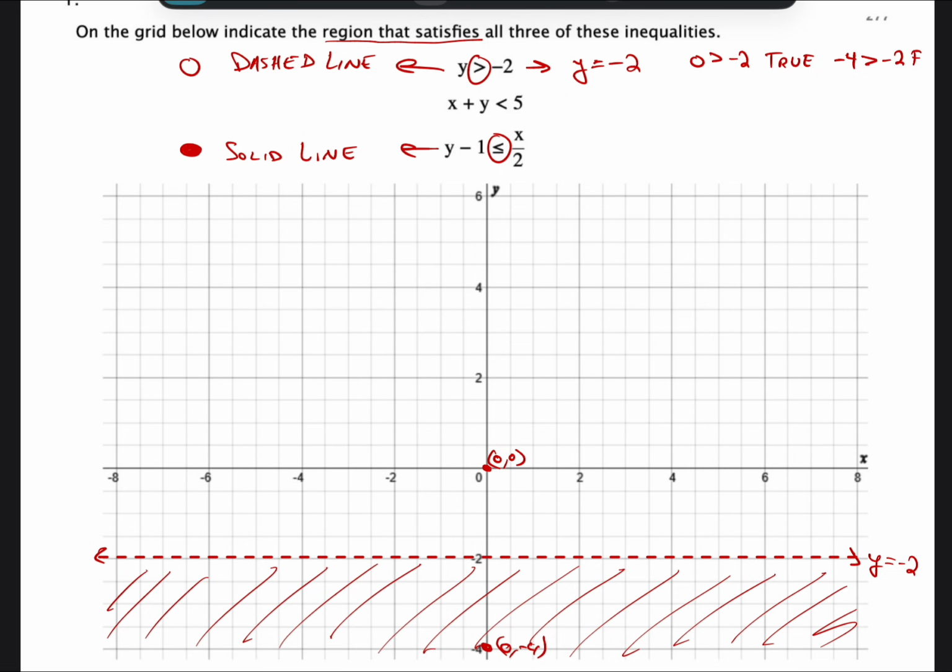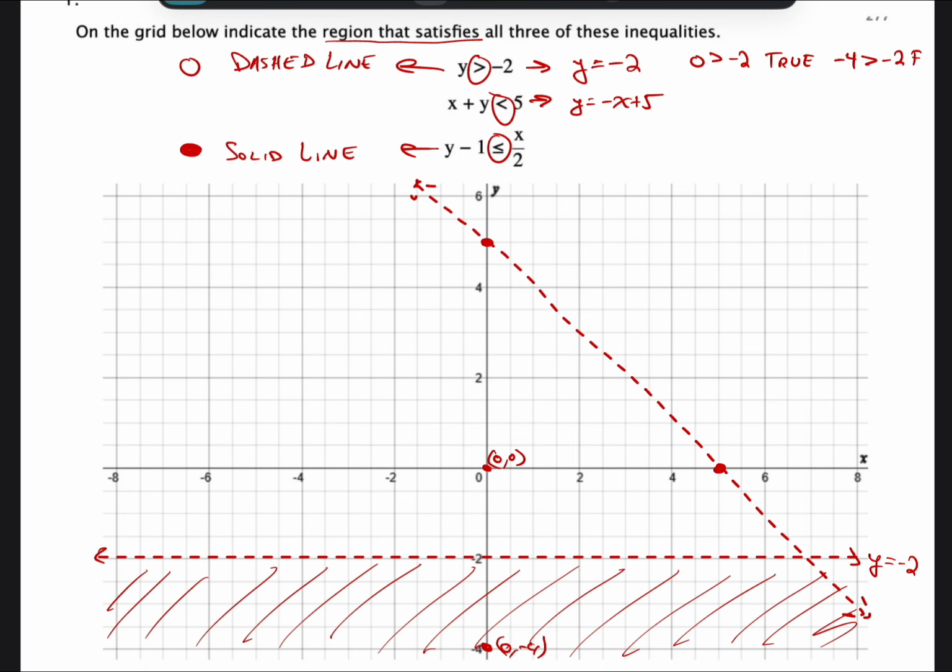Now you might be looking at this next one and thinking, okay, what does x plus y equals 5 look like? It's a little easier if we rearrange this in terms of y equals mx plus b. I'm going to subtract x from both sides, so that's -x plus 5 equals y. Our y-intercept is +5, and we have a slope of -1. So it's going to look something like that. Again, I have an exclusive inequality, so that's going to be a dotted line. I'll draw my dotted line in there. That is my boundary line.